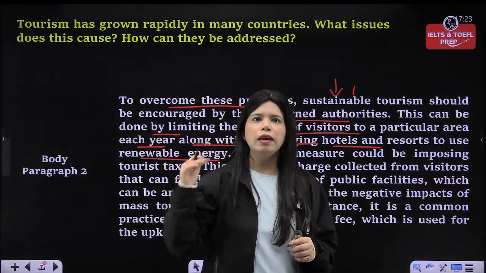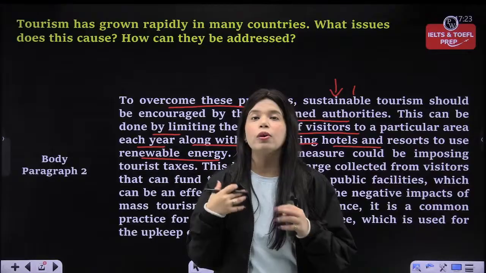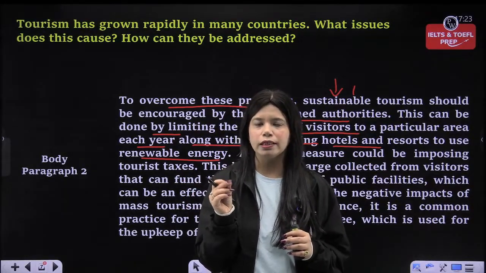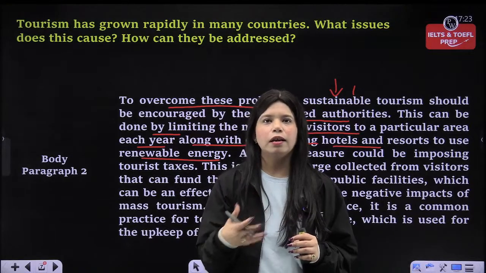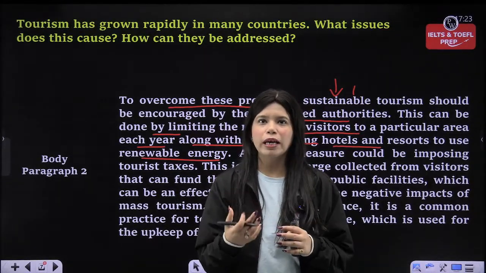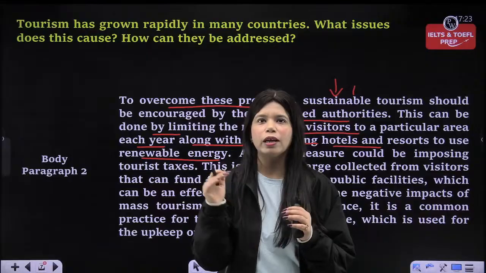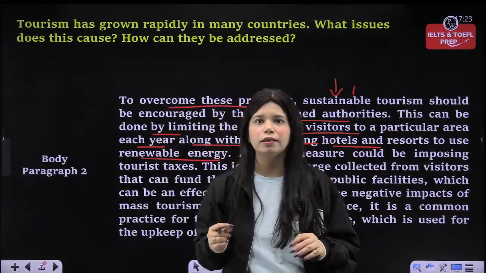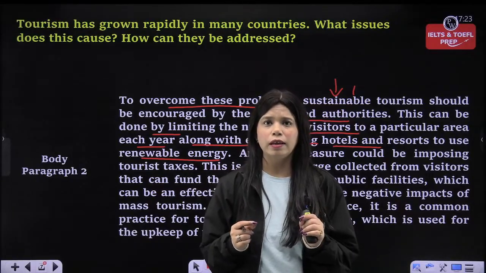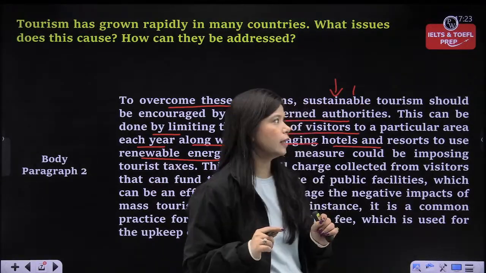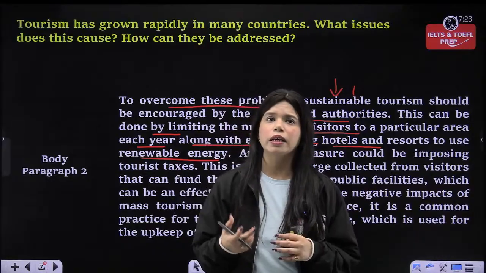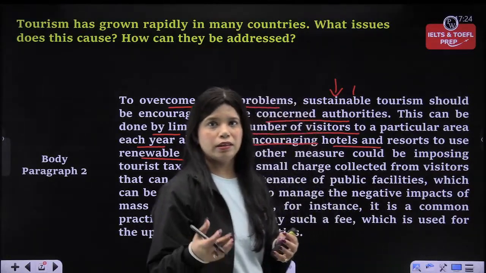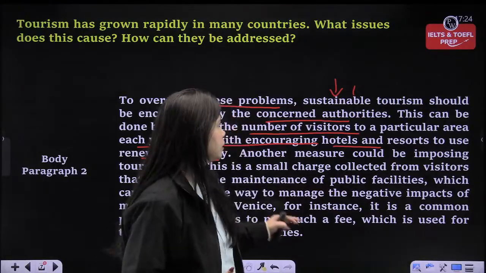So there can be a maximum number of people who can visit a certain area. A cap can be put on the number of visitors. Right now there is no such cap. At least in India there is no such cap. People can go anywhere in whatever numbers. There is nobody who is checking that number, right? So if we put a cap on the number of visitors visiting a certain area each year, then this problem can be controlled to a great extent. Plus, we can also encourage and give strict instructions to hotels and resorts to use renewable energy. That is how we can promote sustainable tourism.